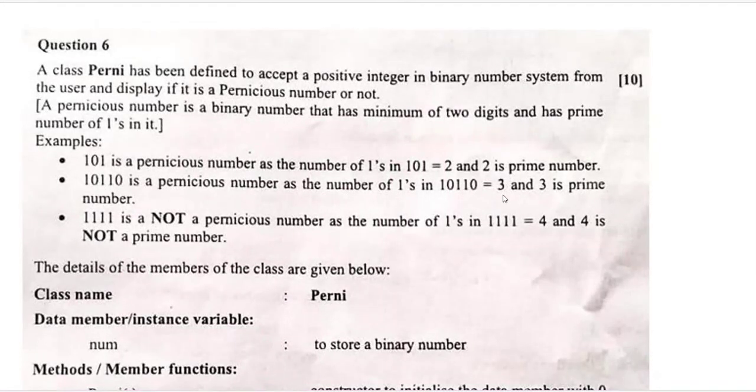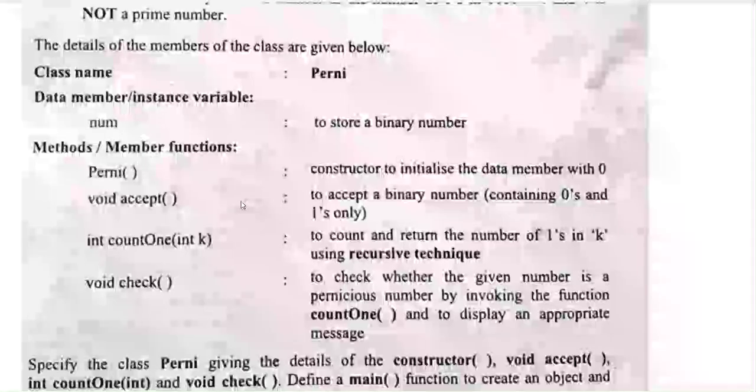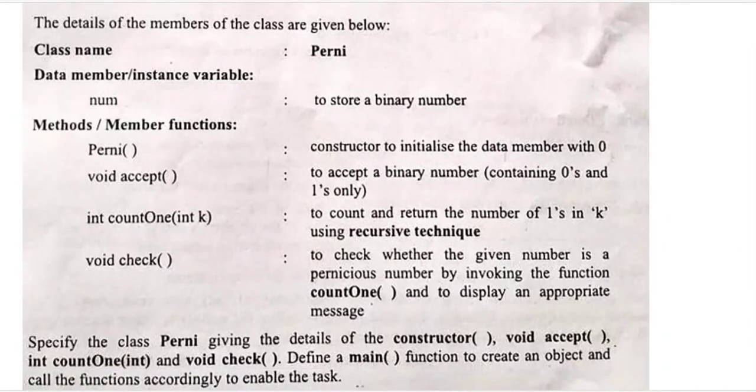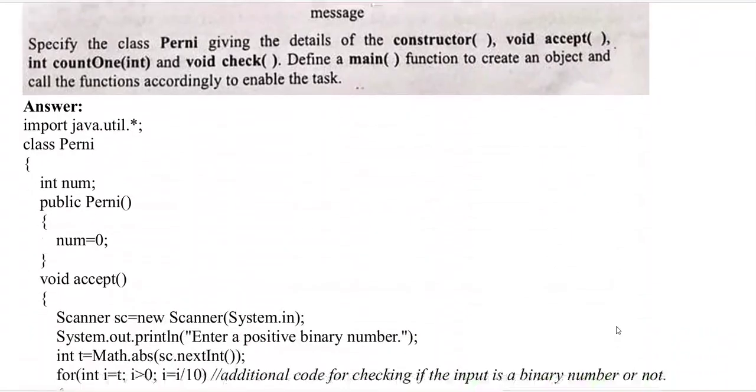10110 having three ones, 3 is a prime number, whereas 1111 is not. Class structure was given. Now here you have to keep in mind, when the class structure is given, you have to strictly follow this class structure. You cannot change the class structure. You have to do according to this. Within a function, you can change or apply your own logic, but the external structure of the class cannot be changed. Otherwise, you will be penalized. Let us see the solution.